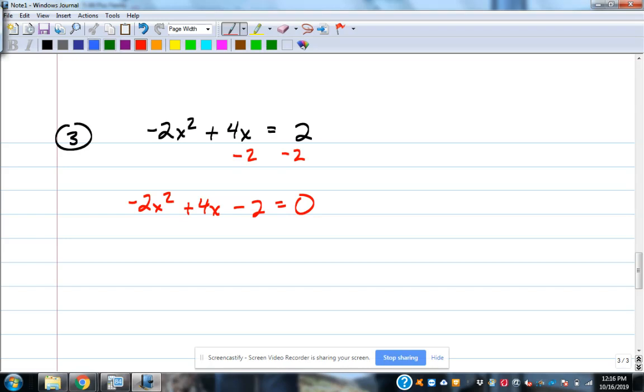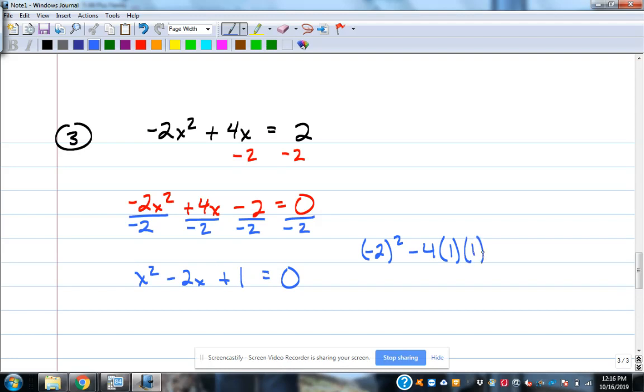So I'm going to divide by negative 2, just to get rid of that negative in the front. So everybody gets divided by that negative 2, the entire problem. So that's going to give me x squared minus 2x plus 1 is equal to 0. And finally, I have this quadratic in the form where I can do my quadratic formula, which means I can do the discriminant. So negative 2 squared minus 4 times 1 times 1. Right? So that would be 4 minus 4, which is 0.